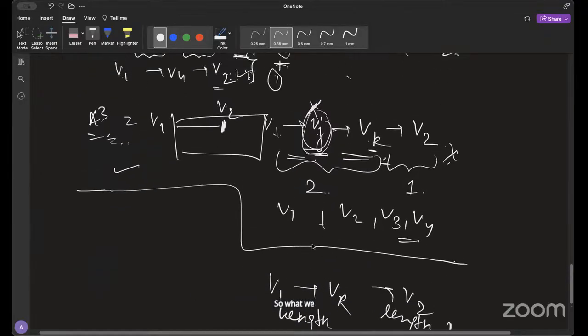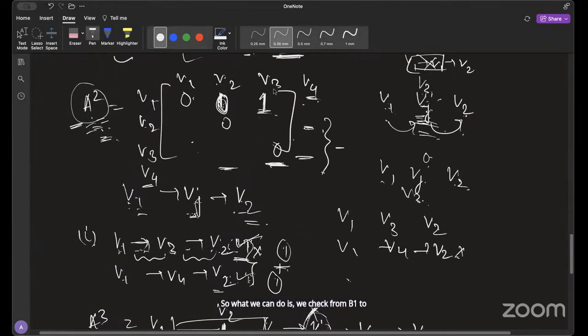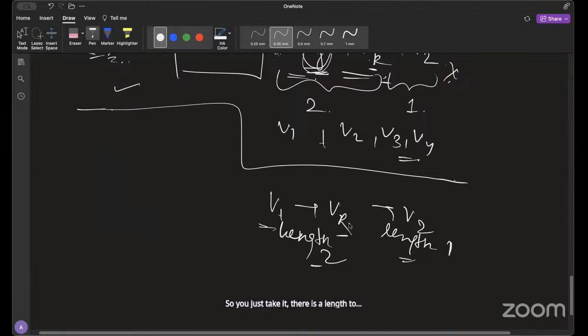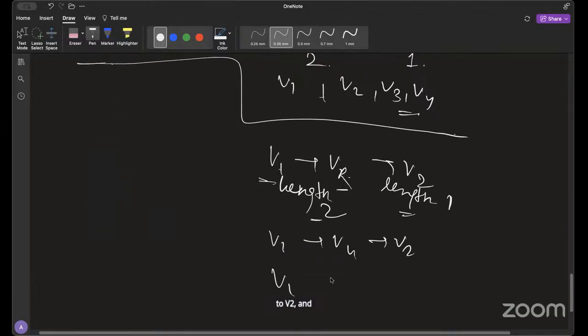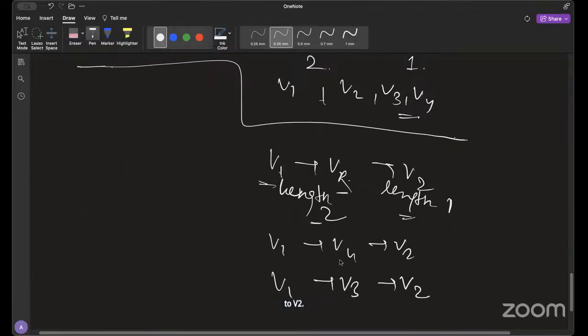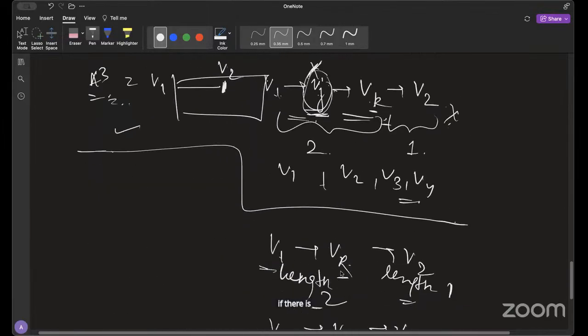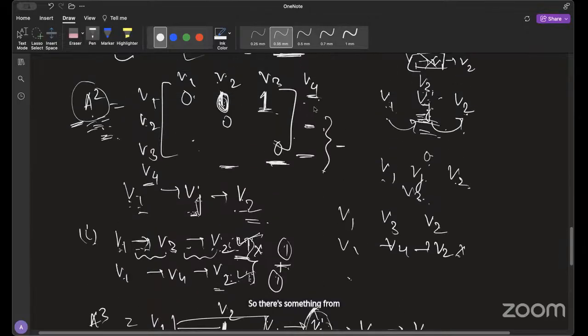So what we can do is, we check from v1 to vk. So there's only v3 here. Vk, again, it's now reduced to the same thing that we have in the first one. Remember, we just have one thing here. But in this case, it's of length 2. So you just check if there is a length 2 path from v1 to vk or not. So this could be either v1 to v4 to v2, and then again v1 to v3 to v2. So you first go to v4 and then check here if there is v1 here, right? So if there's something from v1 to v4, let's just say there's 1. That means you have a path of length 2 from v1 to v4.